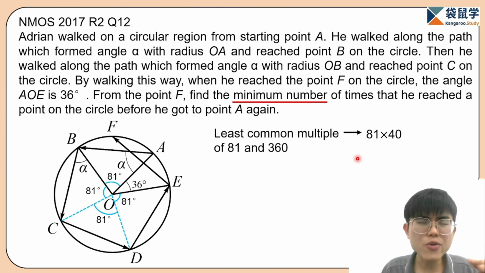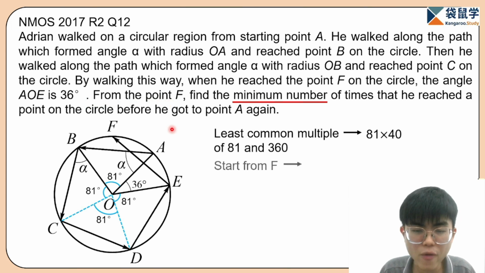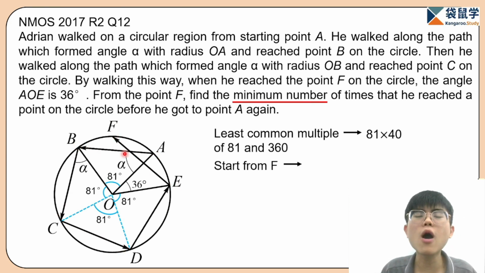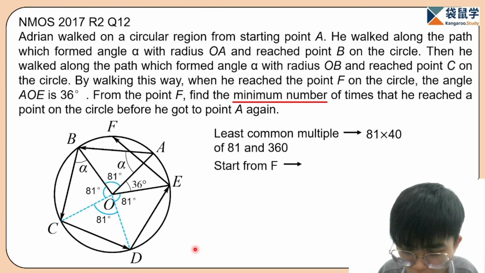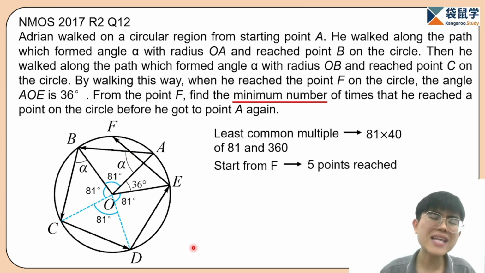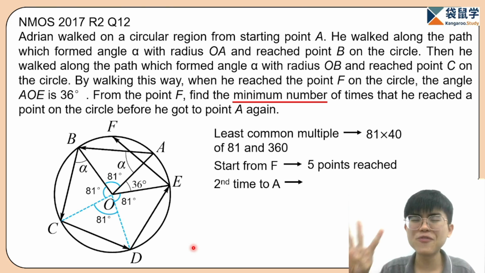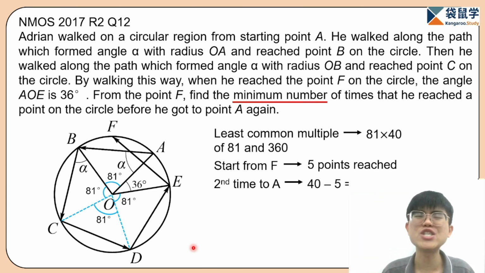But again, try to remember back. We say that we need to start from point F, everyone. So if I start from point F, how many points have we already moved? You can see that A, B, C, D, E, and back to F. So you have a total of 5 different points. So to find our final answer from F back to A again, it will just be 40 minus 5, which is 35. And this is our final answer, alright?